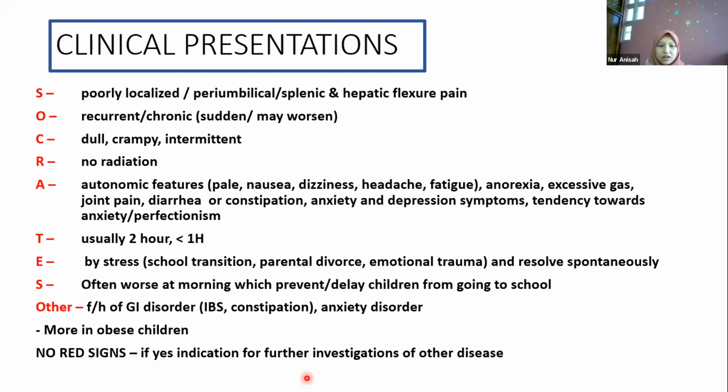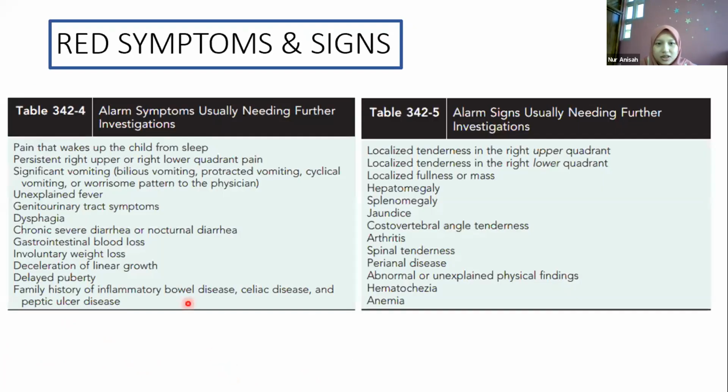And other history, like family history of GI disorder, for example, IBS or constipation, or even anxiety disorder. And it's more commonly found in obese children. And for the HOPI, we also need to ask for red signs, because no red sign indicates FAP. If there is any red sign, it's an indication for investigation of other organic causes. So these are the red symptoms and signs.